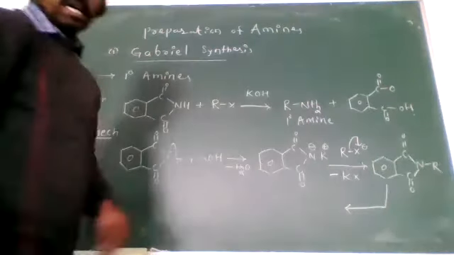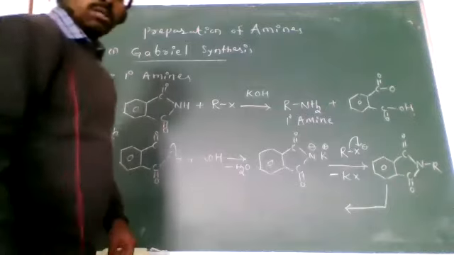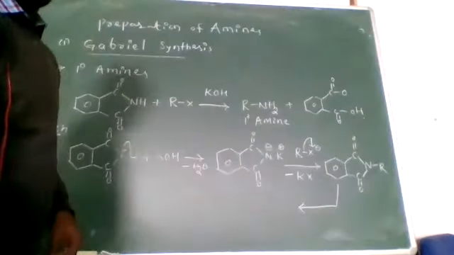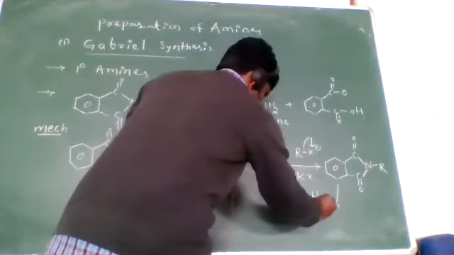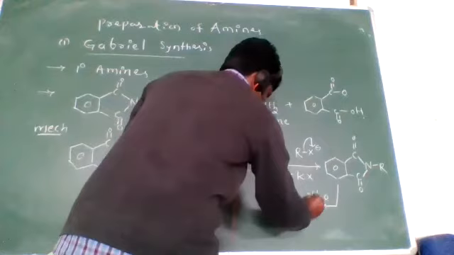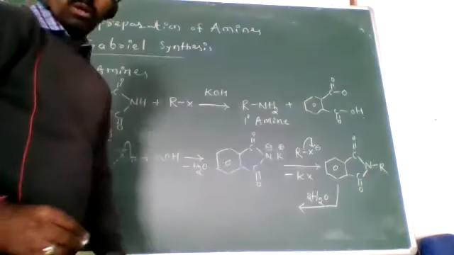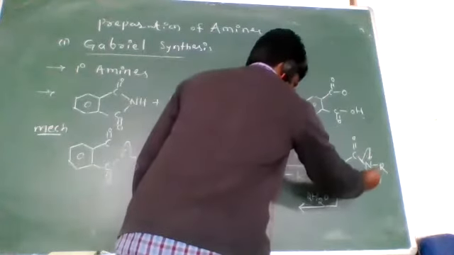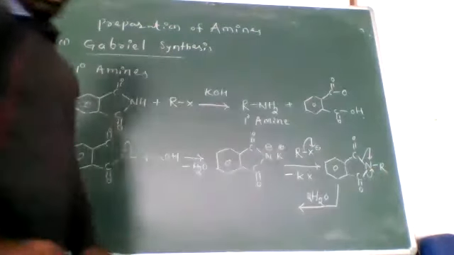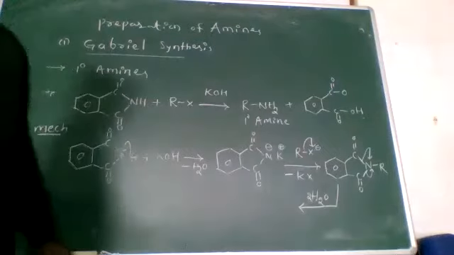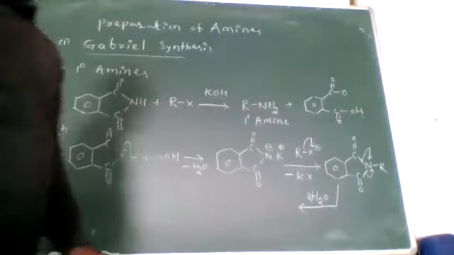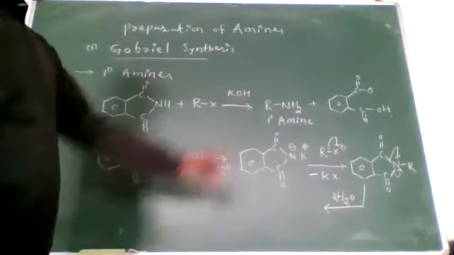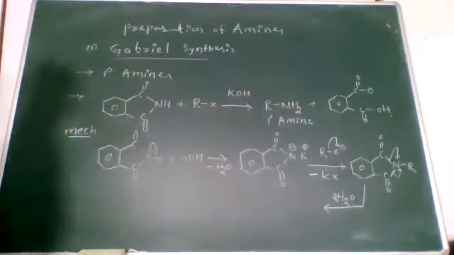Now this N-alkyl phthalimide under hydrolysis, look at here, I am taking 2 moles of water molecule, right? So these bond electrons shift to the nitrogen side. Here is also the nitrogen side, right? Now the nitrogen atom gets two minuses because of its electronegativity compared to the carbon.